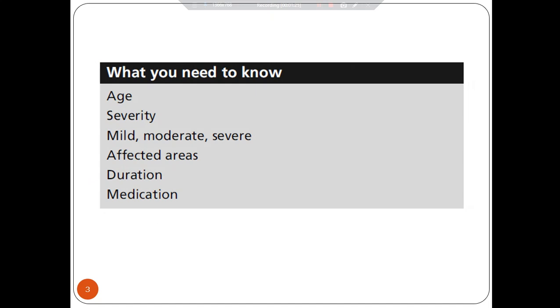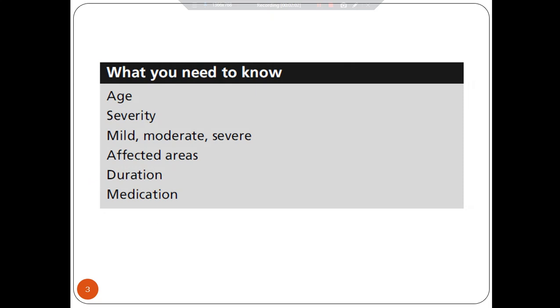What you need to know as a community pharmacist to respond well to acne as a symptom, a skin condition: you should know the age. We mentioned that acne usually occurs in teenagers or adolescents, so if there is acne or an acne-like condition in the very young or in the elderly, it is wise to refer these patients. Also, you should know the severity. Is it mild, moderate, or severe?